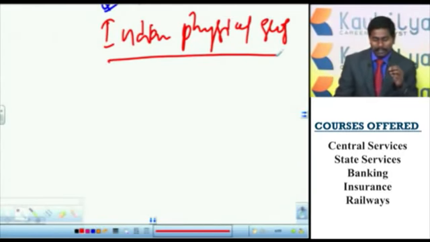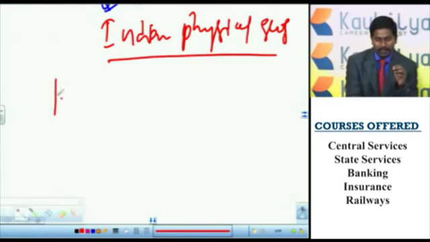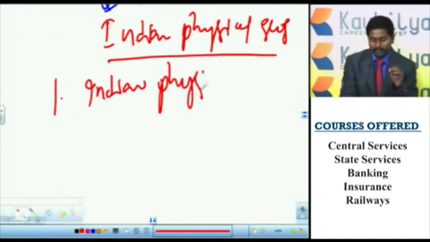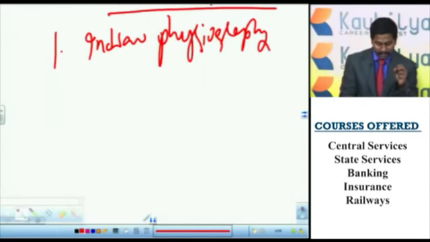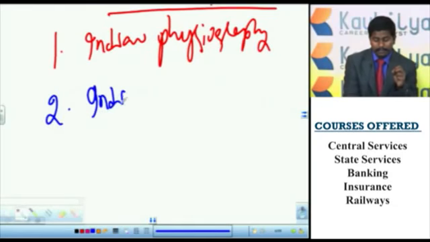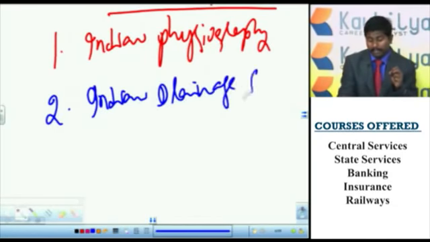So in Indian physical geography, we will discuss Indian physiography, which is nothing but the physical features of India, like the mountains in India, the plains in India, plateaus in India, different hills in India. Then we will go to the Indian drainage system, the second chapter of Indian physical geography.